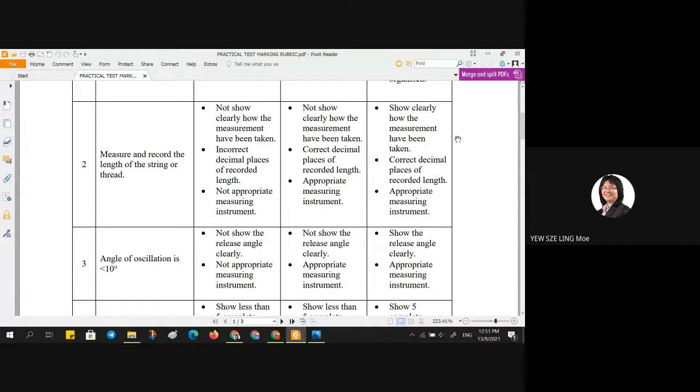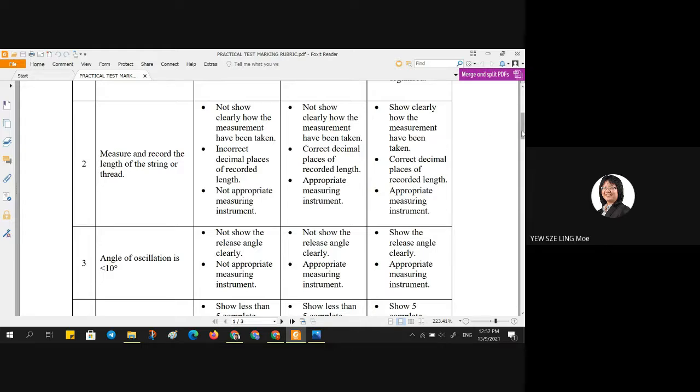Okay, it's from the starting point, the place that you tie the string until the pendulum. So this one you need to show it clearly, and then show me how you record your data, which is the table. You can show it again in a picture, or you can show it with a video. But picture usually is time saving. So show clearly how the measurement has been taken.